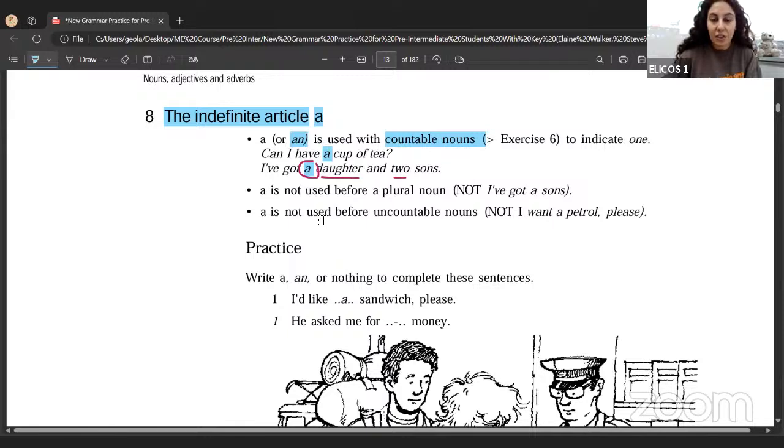A is not used before uncountable nouns. Okay, because remember, we have a measurement. In the singular, yes, we say a kilo of. But we don't just say, a petrol. I want a petrol. We say, I want 3 liters of petrol or whatever.